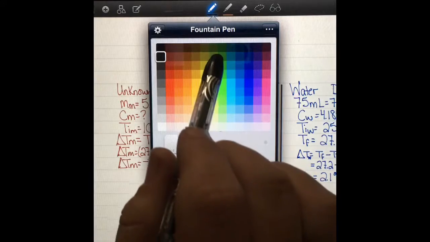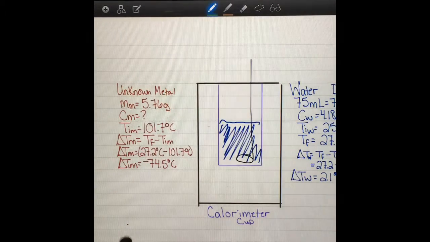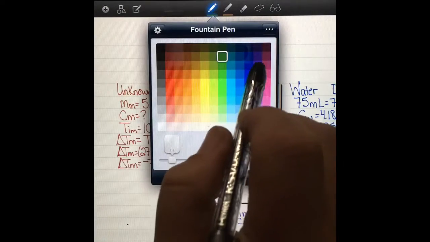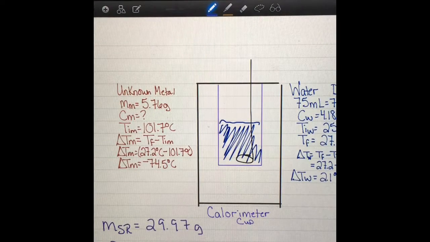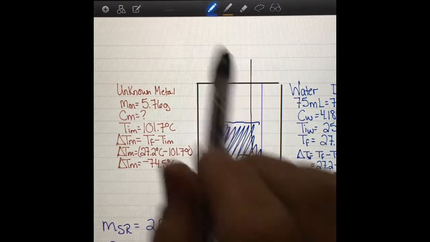So let me go up here and... the stirring rod is 29.97, and its specific heat is set for you at 0.385 joules per gram degree Celsius.